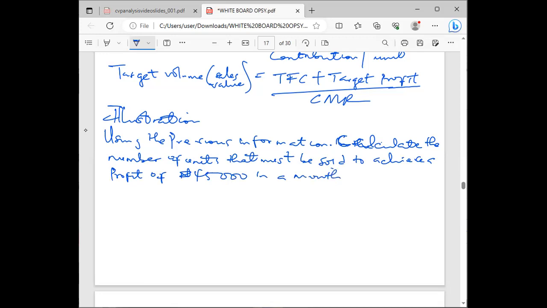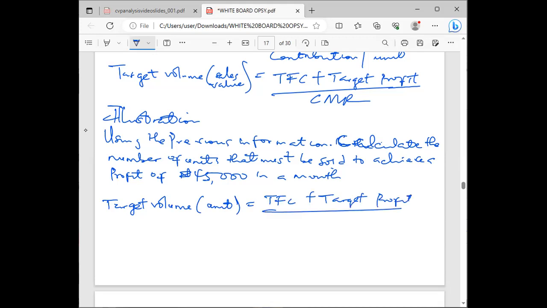What's the examiner? What are they trying to say here? Calculate the target volume that you need to sell to achieve this target profit of 45,000 in a month. So target volume in units is what is required, which is total fixed cost plus target profits all over contribution per unit.